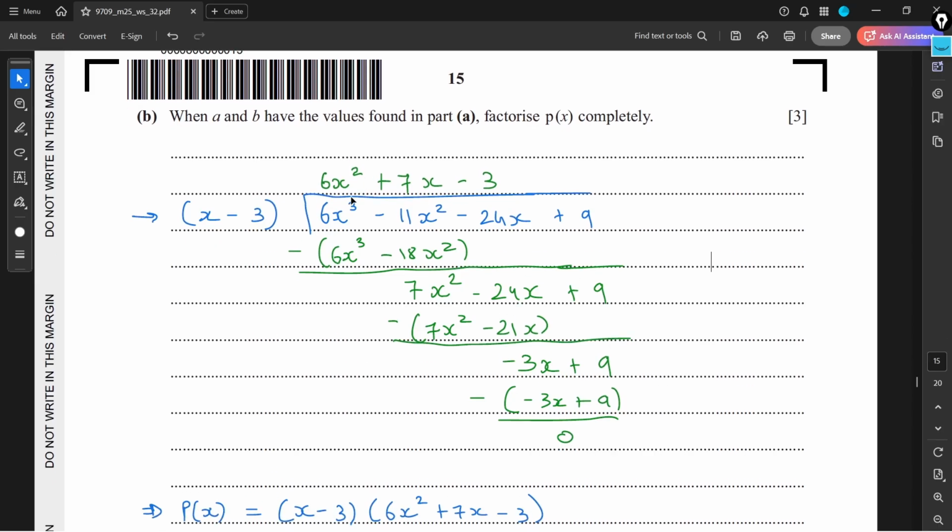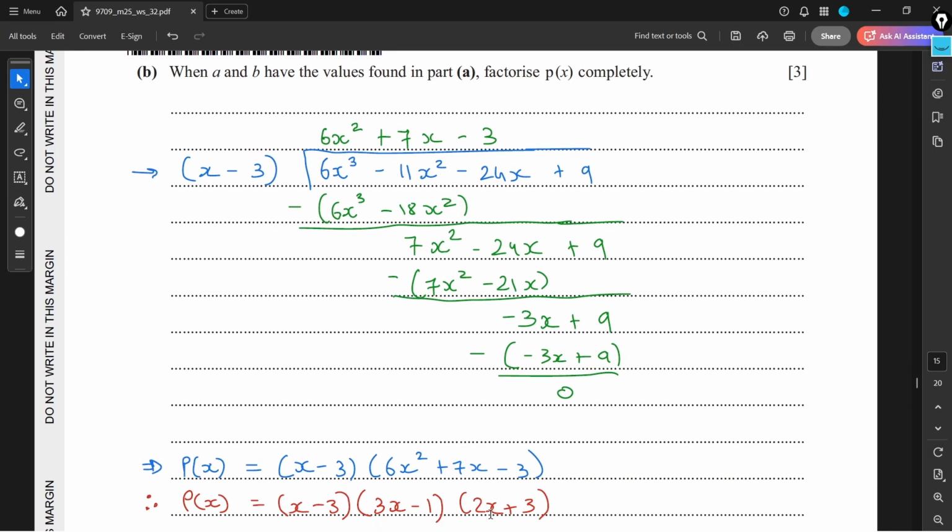So now I can say that this polynomial can be expressed as the linear factor x minus 3 multiplied with the quadratic factor, which is this. Now the question is, can I further convert this into two more linear factors? I'm going to take out my calculator and see if it's possible. And I saw that yes, it is indeed possible. And I got two values from the calculator. One is 1 by 3 and the other one is minus 3 by 2.